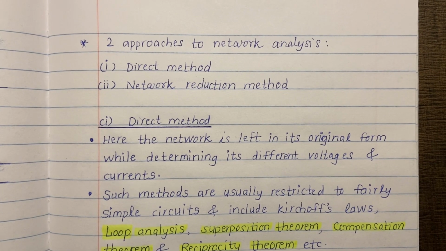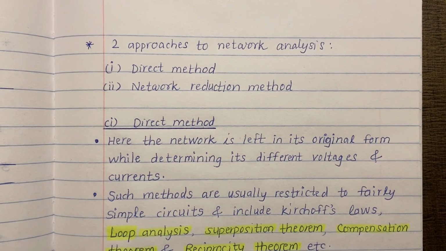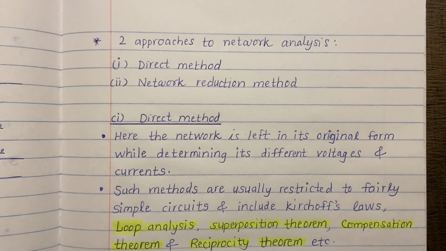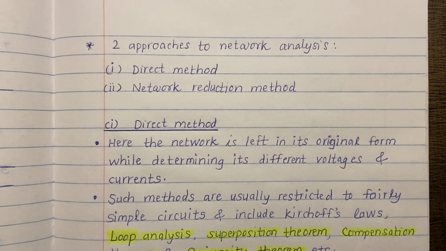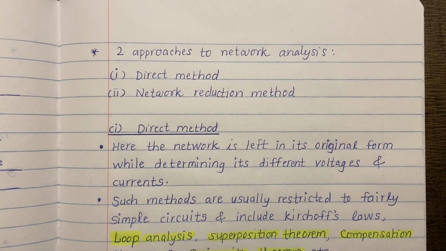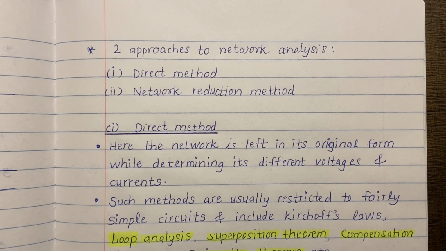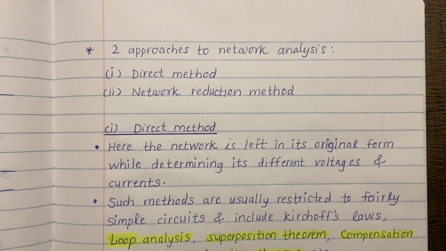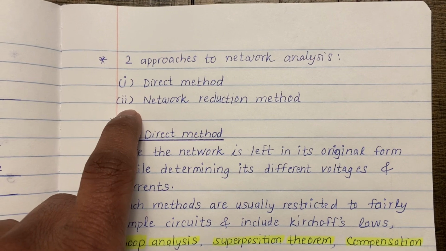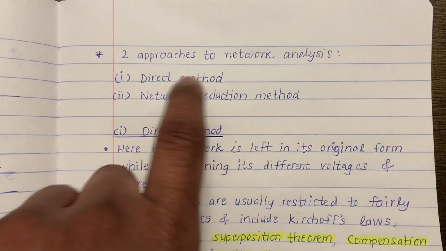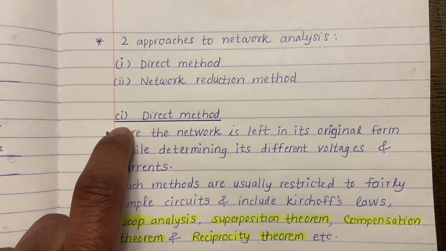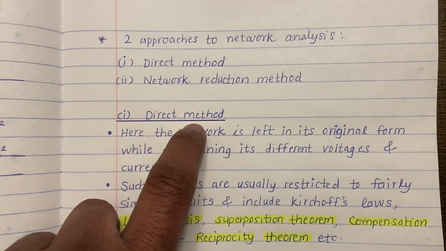Today we are going to study two approaches to network analysis. So let's start. We have two approaches to network analysis, meaning to analyze any network, we have two options. What are those? One is the direct method, the second one is the network reduction method. What do those mean? Let's see. Number one is the direct method.